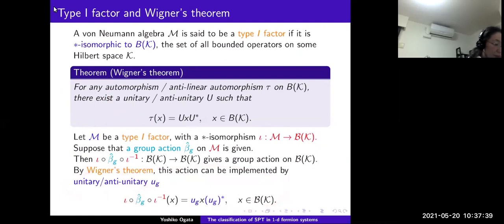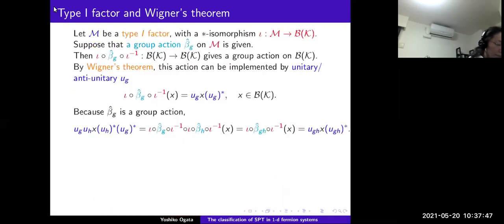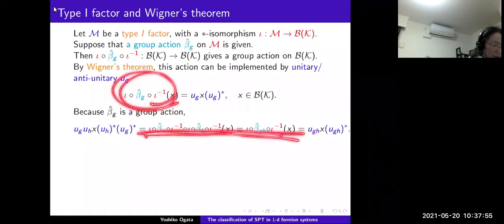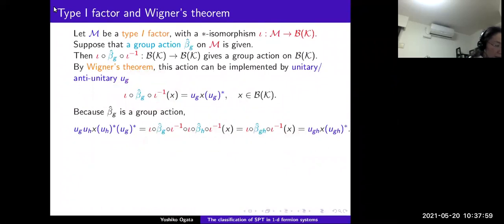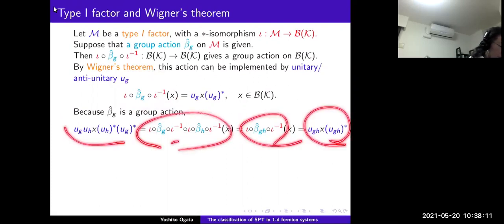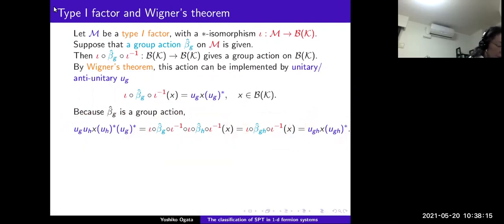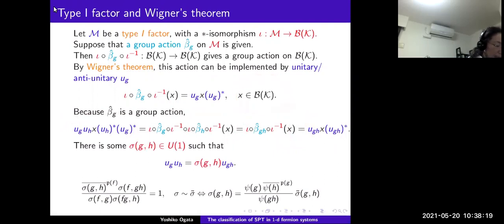So as a result, starting from a group action on a type 1 factor, we get some unitaries on the Hilbert space. And because this is a group action, we have this equality, of course. Then we replace this using the formula with U, and this one becomes like this, and this one becomes like this. And this holds for any x in B of K. As a result, we conclude that this UGUH and UGH are proportional. Namely, there is some U1 factor satisfying this condition, which means that UG is a projective representation.